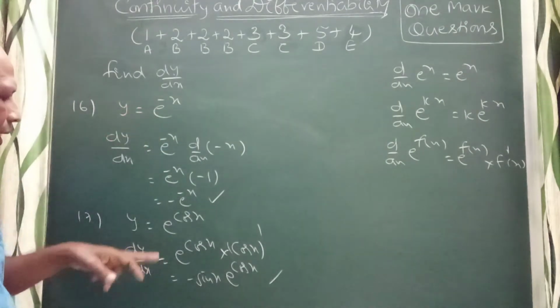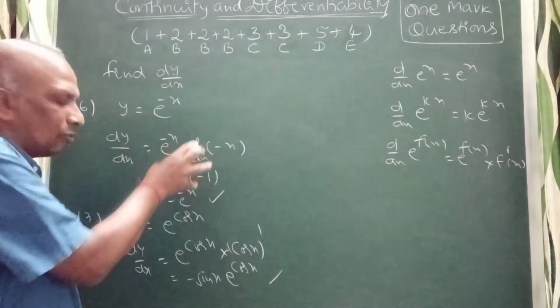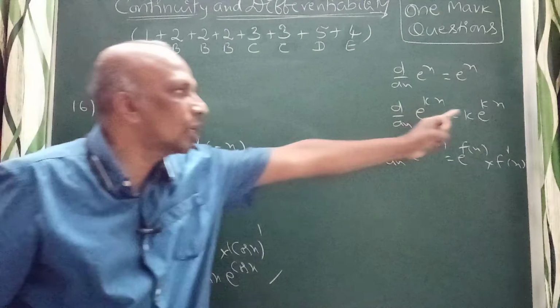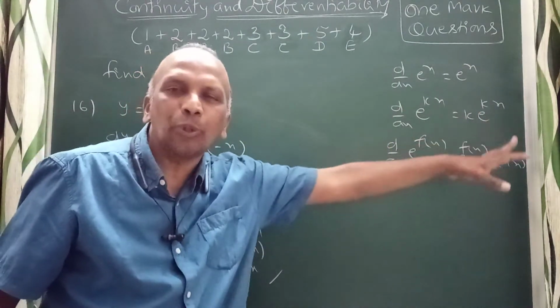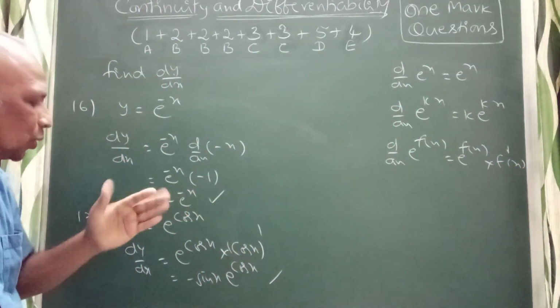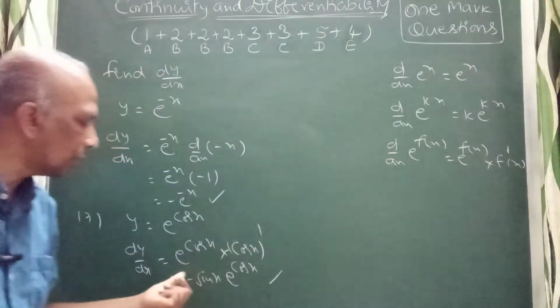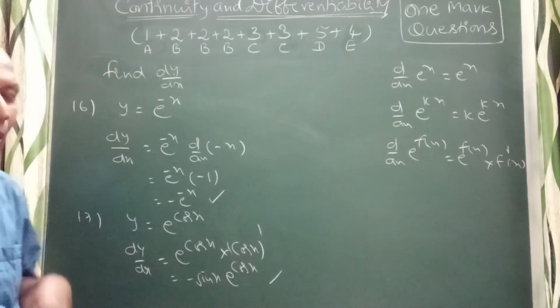So for e power minus x, instead of writing this directly you can use this concept, the formula k into e power kx, minus 1 into e power minus x. You can write this way. Follow this. Now I will explain the next one.